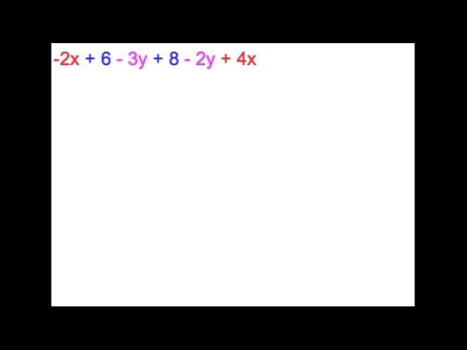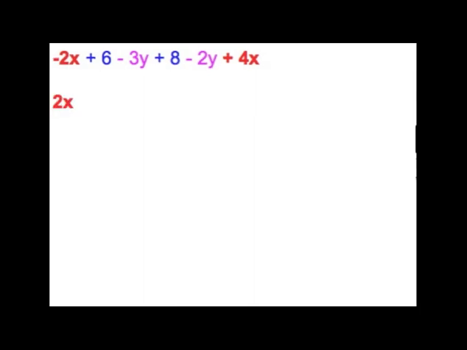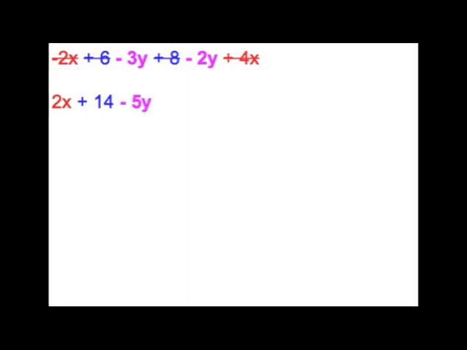Now that we have accounted for all of our like terms, we can begin to combine them. It may be a good strategy as you begin working to highlight in different colors, as we've done above, the different terms that are like terms. Let's go ahead and combine negative 2x and positive 4x. This gets us 2x. Let's combine positive 6 and positive 8. This gets us positive 14. And let's combine negative 3y and negative 2y. This gets us negative 5y.